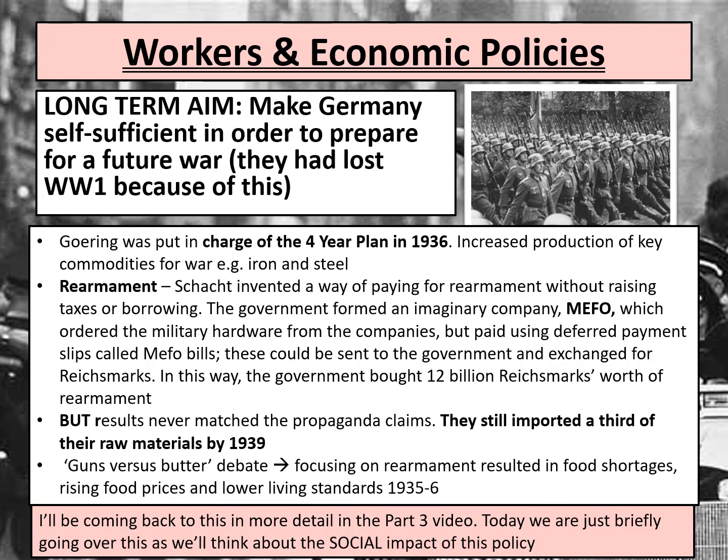So you've now briefly thought about their short-term aim of solving the Great Depression and reducing the numbers of people that were unemployed in Germany. The other area of economic policy that you need to know about is what their longer-term aim was, and that was making Germany self-sufficient, making sure that they could produce enough food for all German civilians and that they could increase their production of key commodities needed for war, for instance, things like iron and steel, so they would never lose another war in the future because everything they needed would be produced within Germany itself.